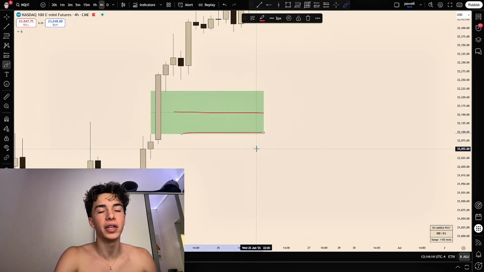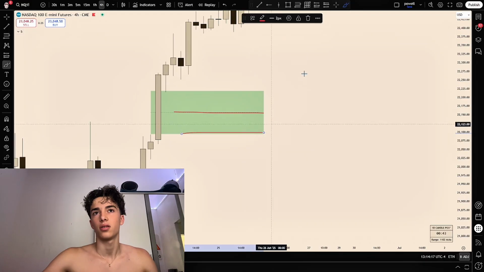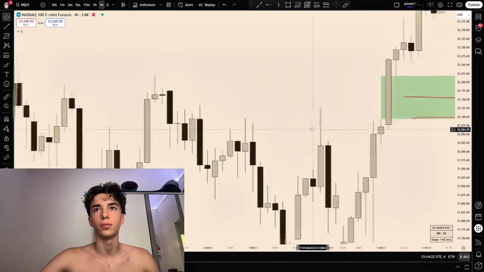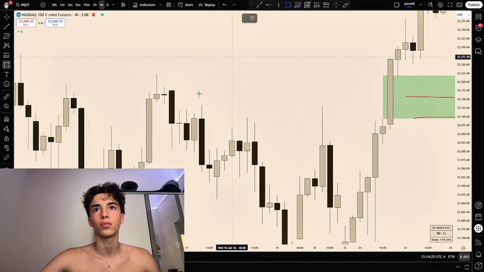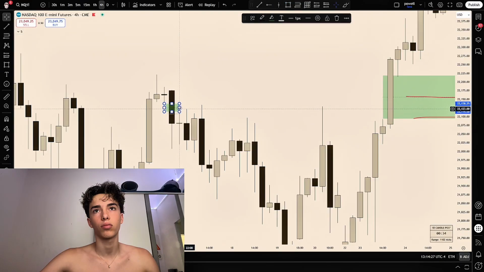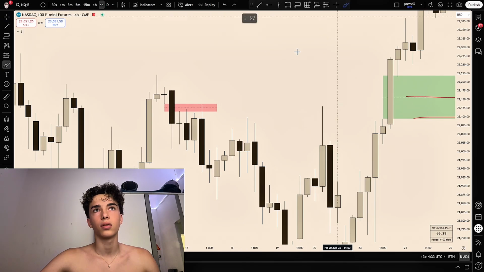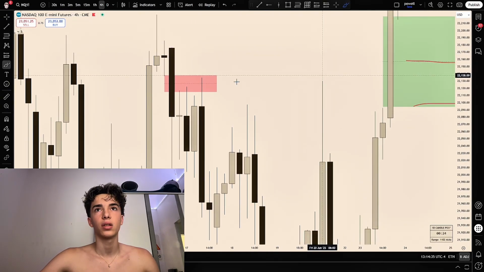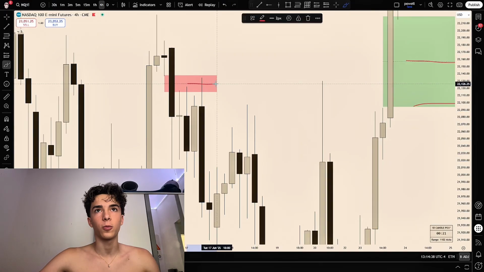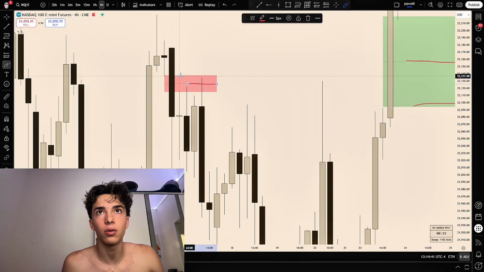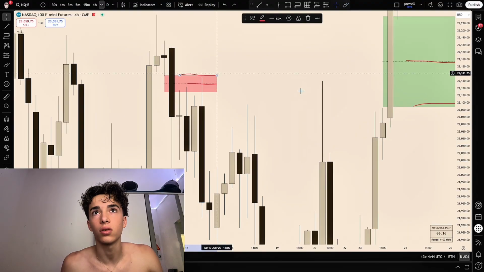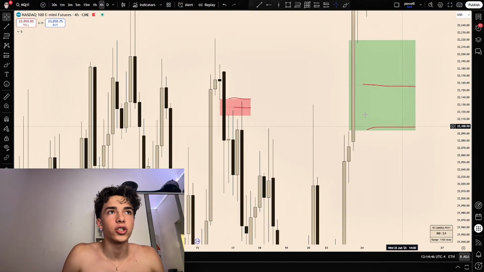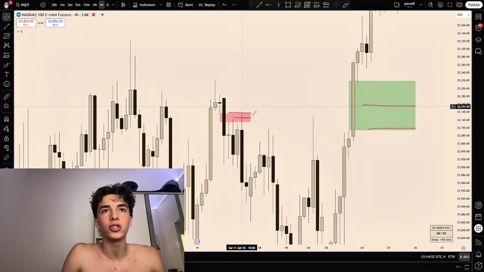That's called the gap fill. And in case it was a bearish gap, so this one, this is a bearish gap. That's our CE, the 50%, and that's our gap fill. On the bullish it's on the low side, and on the bearish it's on the high.